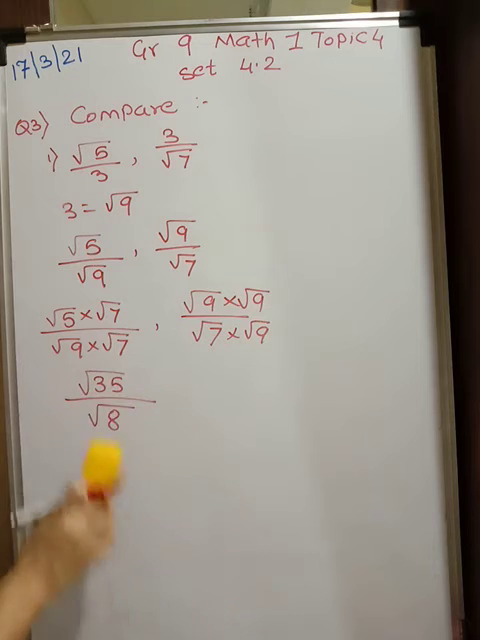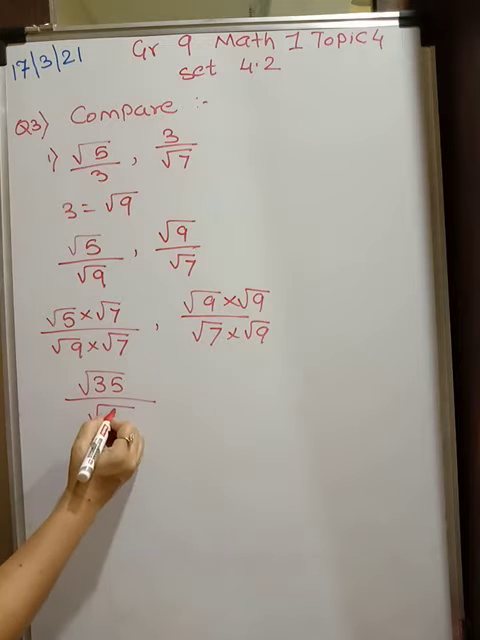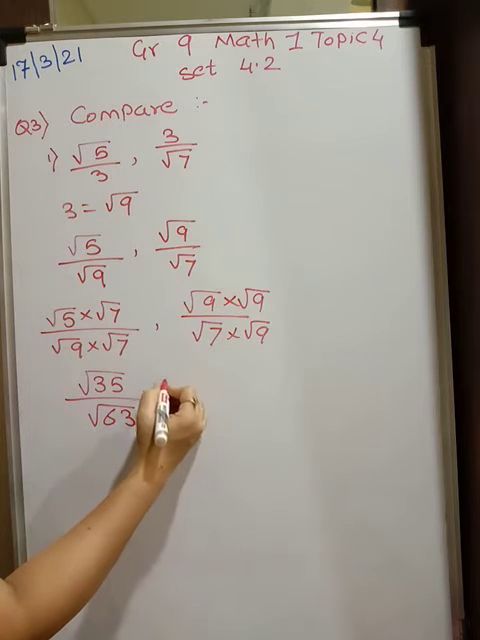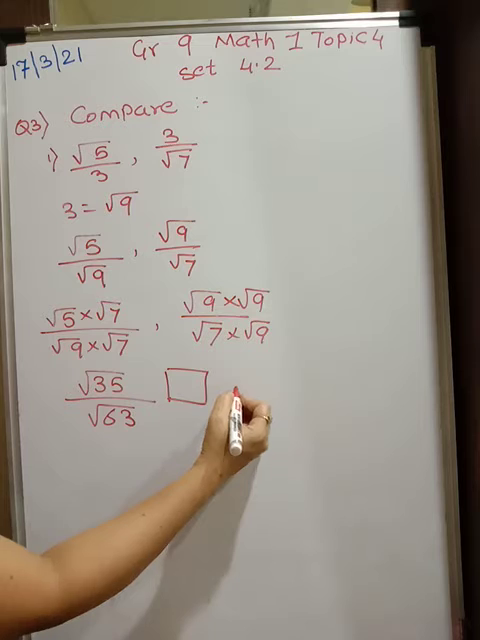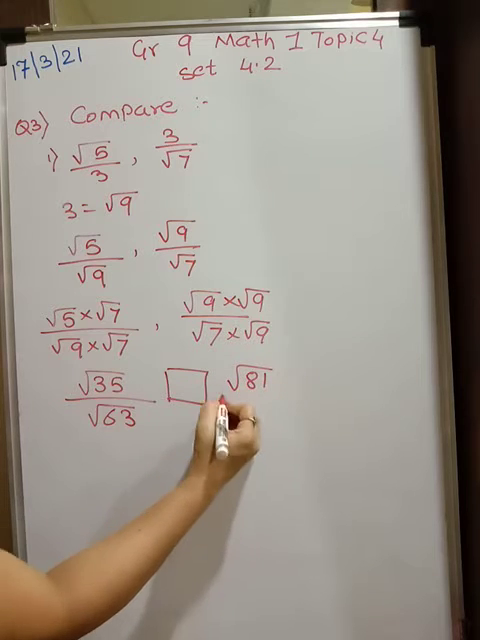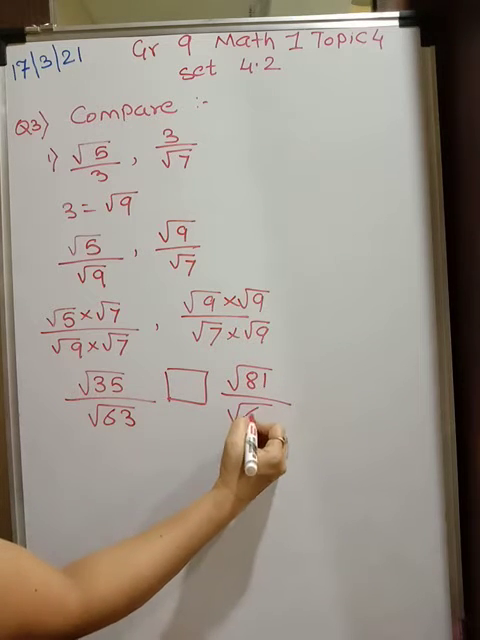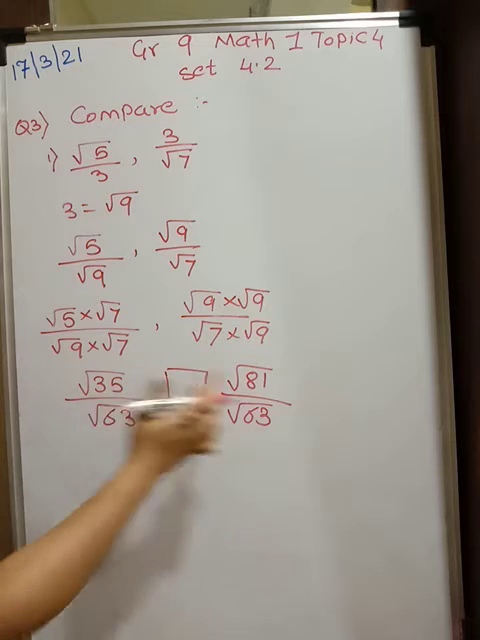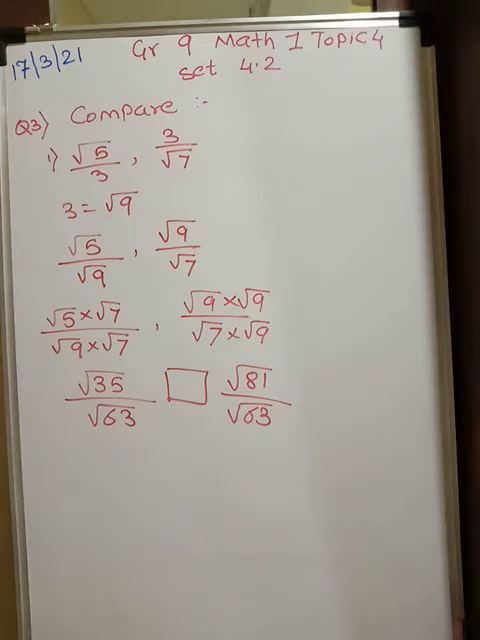9 sevens are 63. So we have here 63. And here, now you can put a box and write here 9 nines is root 81 upon root 63. Now denominators are same, we can directly compare the numerators. Alright, we know that root 81 is greater than root 35. So this is greater. But this is nothing but 3 by root 7.